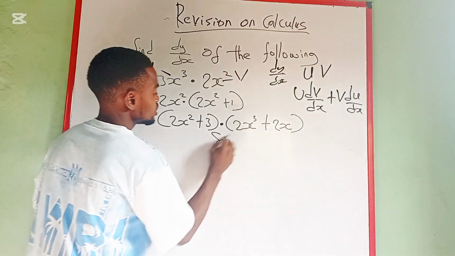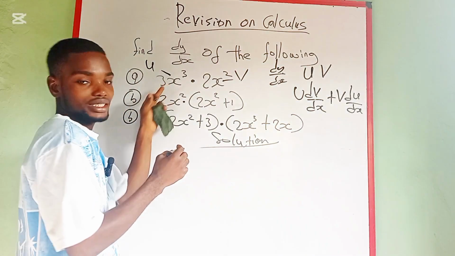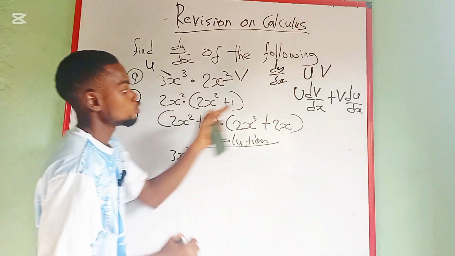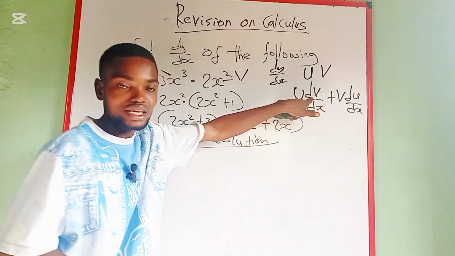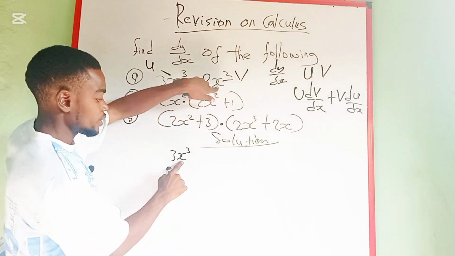If I bring down u the way it is in this expression, I'm going to have this u to be 3s raised to power 3. Now I'll multiply it with a differentiated v. Where is v? This is v. So I'm going to differentiate this v and multiply it with this.